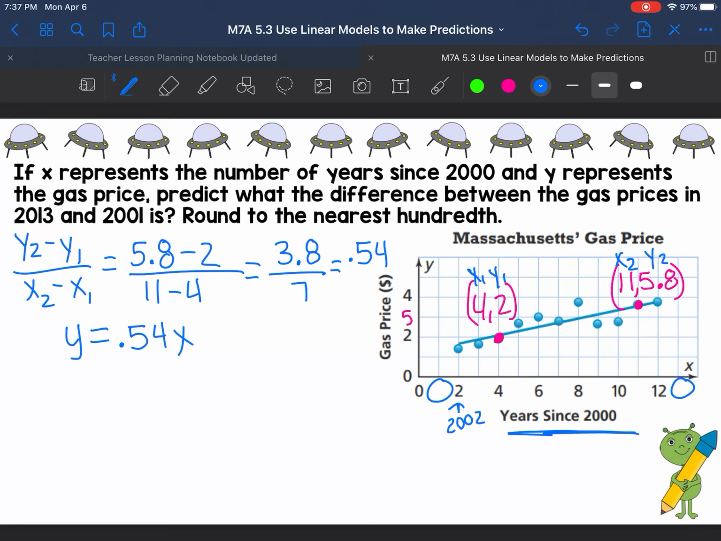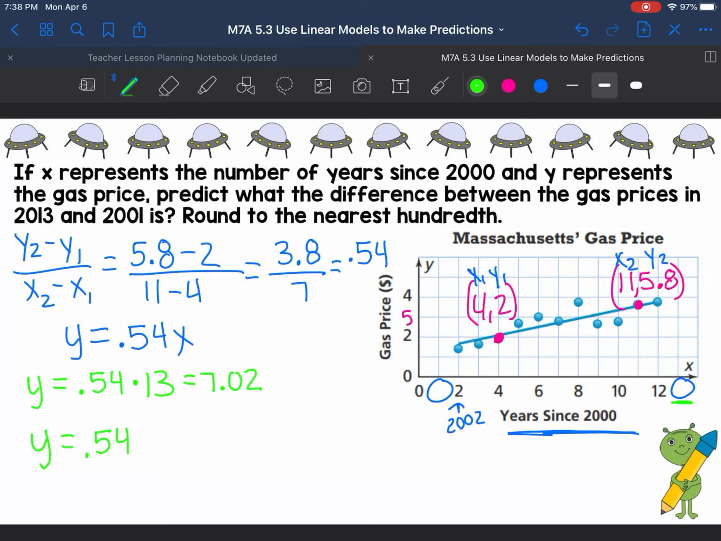So now I can put any of these numbers in for x, and I can figure out what it's going to be. So I need to know 2013. That's 13 years after 2000. So I'm going to do y equals 0.54 times 13. So 0.54 times 13 gives me 7.02.